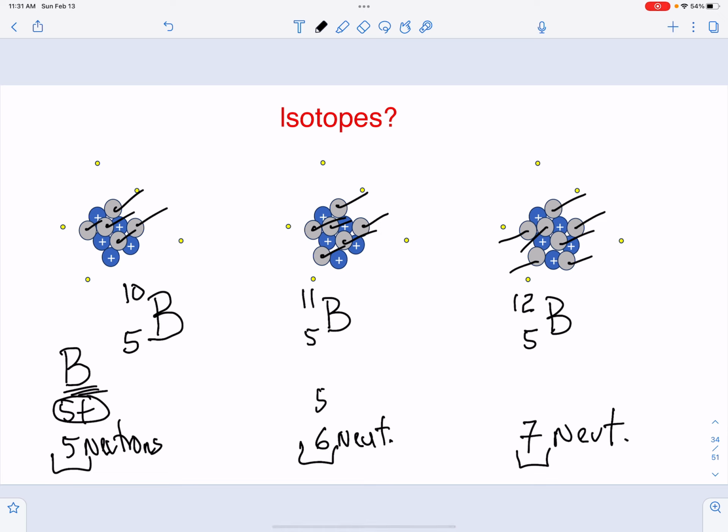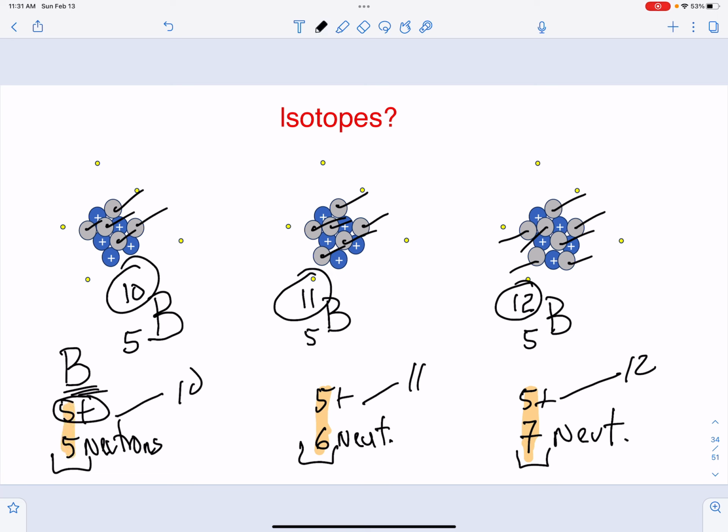Remember, 5 protons and 5 protons, right? Did you see it? I hope you did. 5 plus 7, 12. 5 plus 6, 11. 5 plus 5, 10. And this is the way it goes.